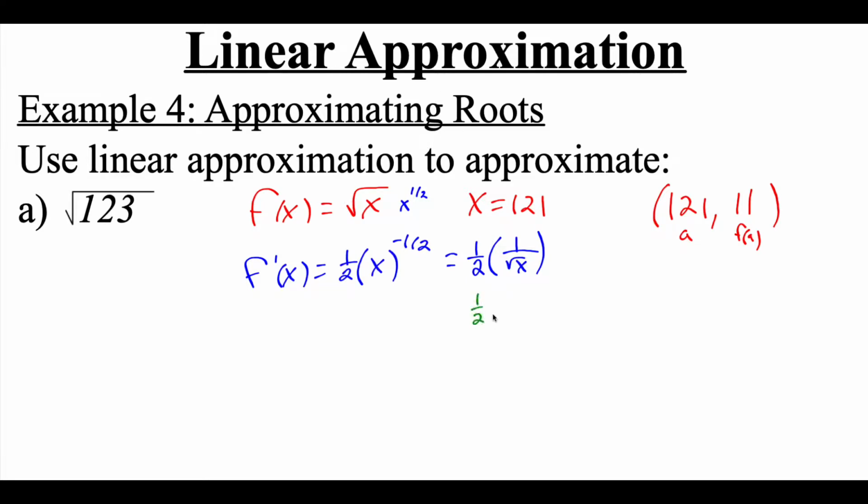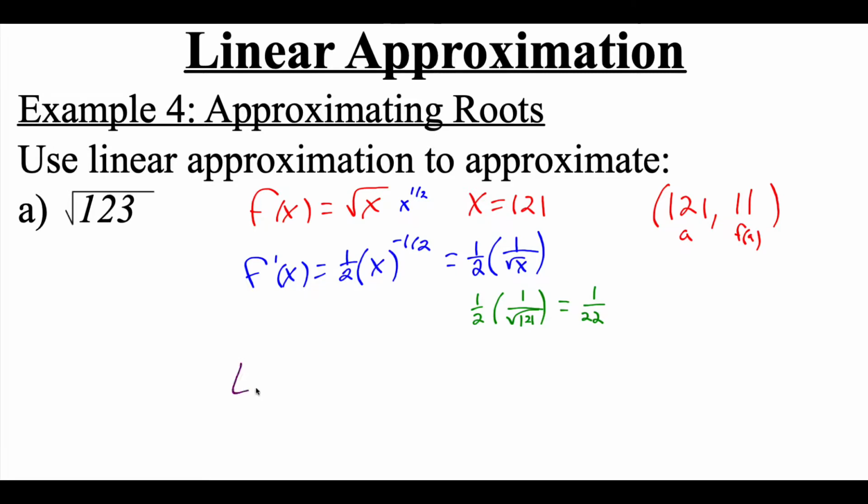Now we're looking specifically at an x value of 121, so if we plug that in here, we'd get 1/2 times 1 over the square root of 121. But we know that the square root of 121 is just 11, so if we do 1/2 times 1 over 11, we're going to get 1 over 22. Now that's going to be the slope that we're going to use as we write out our linearization.